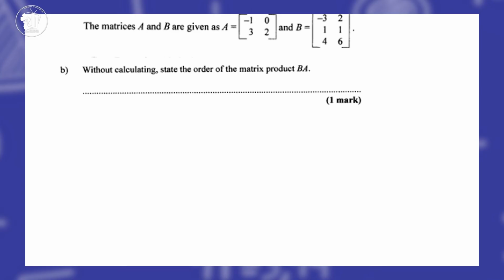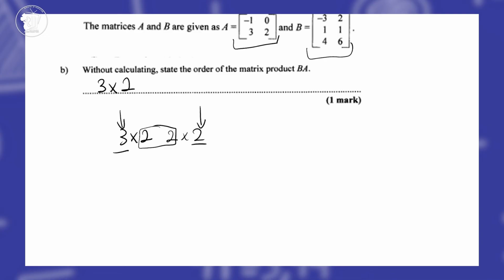This question says, we have the same set of matrices. Without calculating, state the order of the product BA. So in this case, we're multiplying B by A. We see B is a 3 by 2 matrix and A is a 2 by 2 matrix. Of course, you see they are compatible for multiplication because those two numbers are the same. In order to determine the order, we look at the two end numbers. Hence, this would be a 3 by 2 matrix when we multiply them. Of course, if you had plenty of time and you want to double check your answer, you can multiply this throughout. But the easy way to do it is just to look at the end numbers.